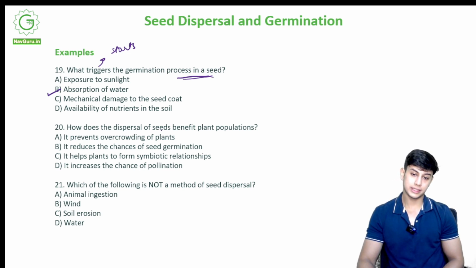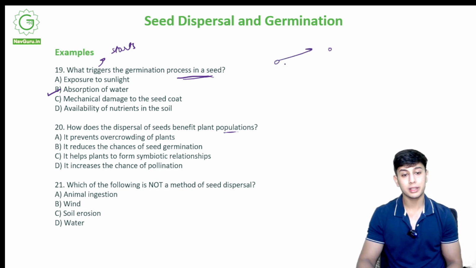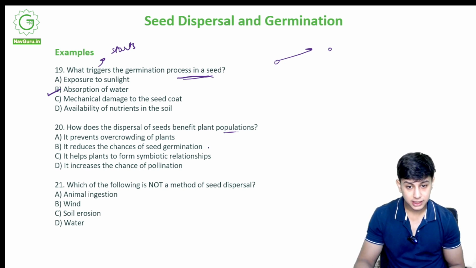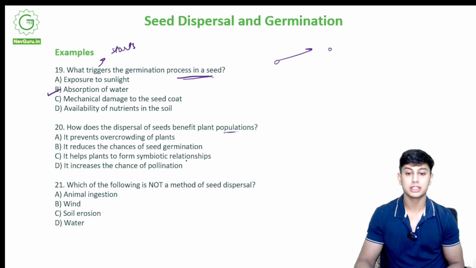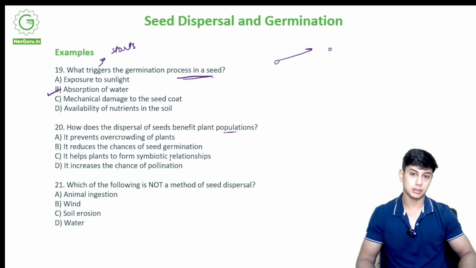How does the dispersal of seeds benefit plant populations? Now, seed is being transported, so how are the plants benefiting? It prevents overcrowding of plants. It reduces chances of seed germination. It helps plants to form symbiotic relationships. What was the symbiotic relationship? Symbiotic means mutualism. They will form a symbiotic relationship with another organism, like in partnership with some ants, with some mushrooms or anything like that. In nature we have symbiotic relationships.